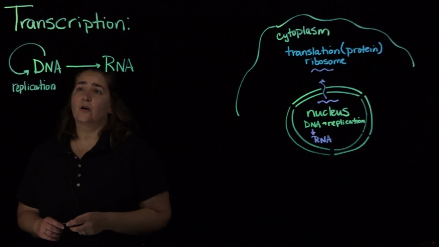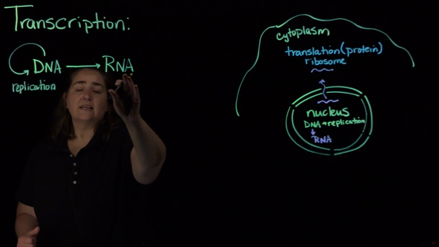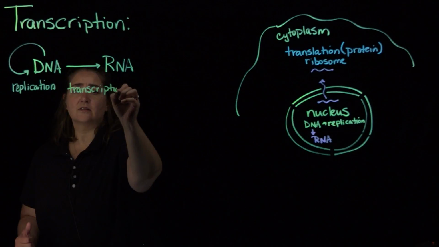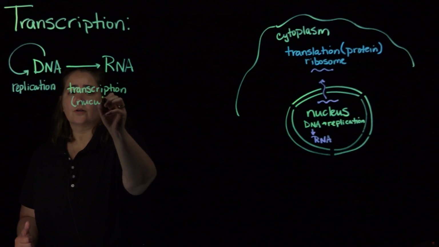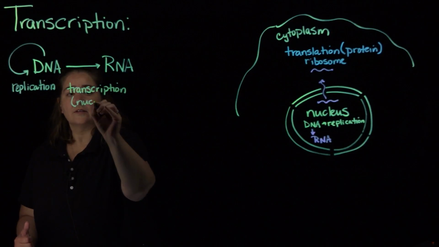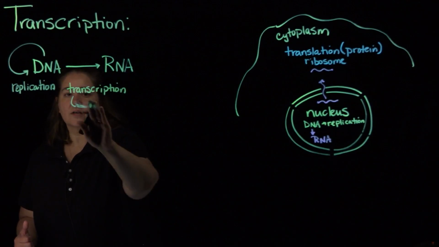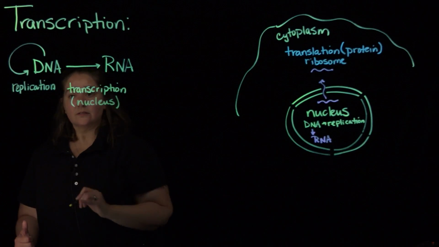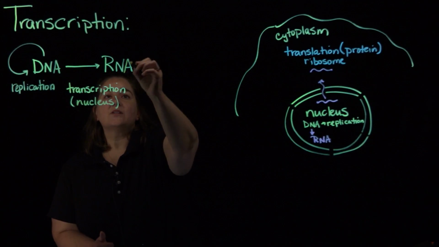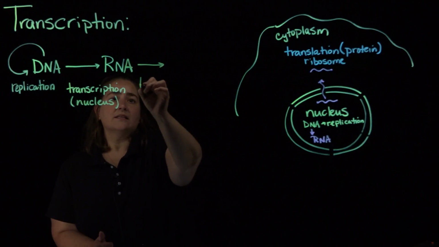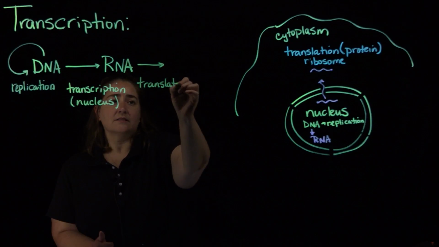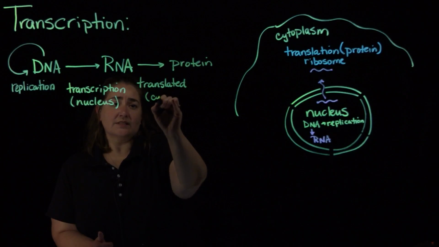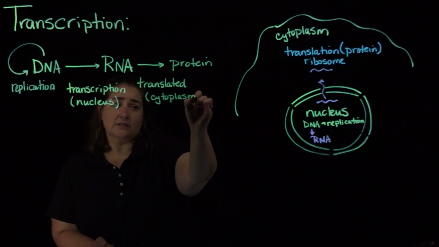So our process here, we've got DNA that's going to encode RNA via the process of transcription. And that process of transcription is going to occur, oh goodness, I can spell. I promise I can spell. Just not today. It is going to happen in our nucleus. The information from the RNA is then going to be translated to protein. And that process of translation is going to occur out in the cytoplasm.